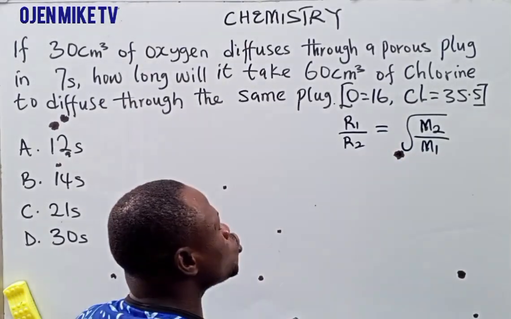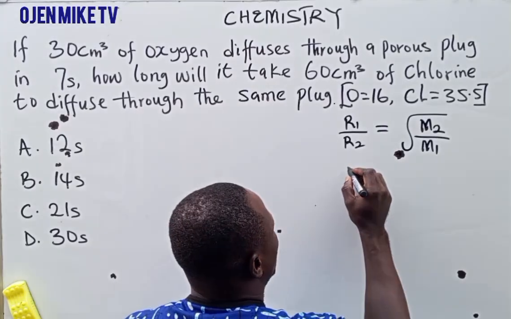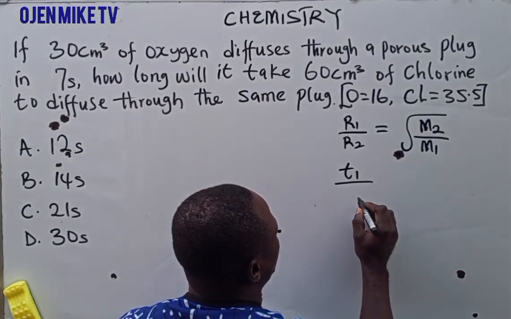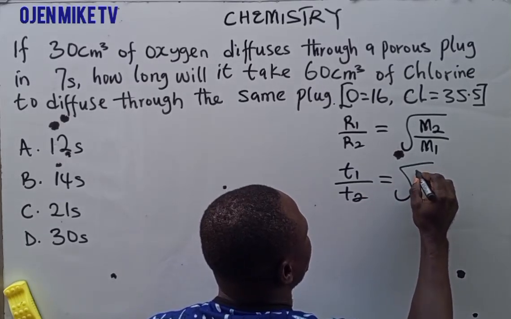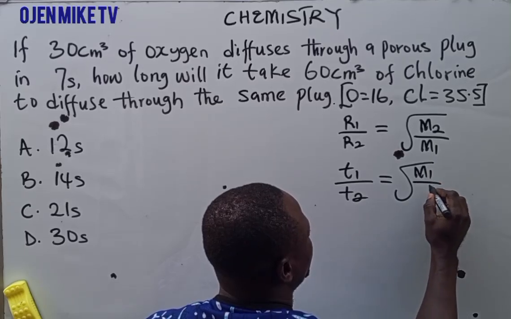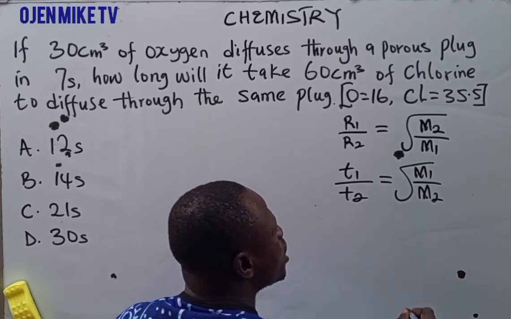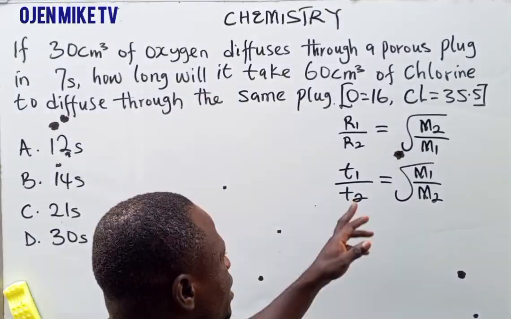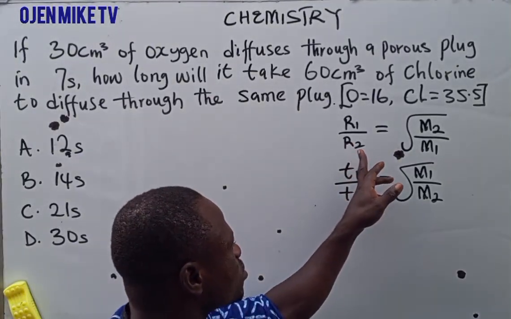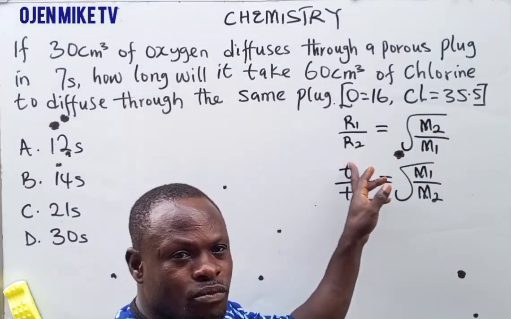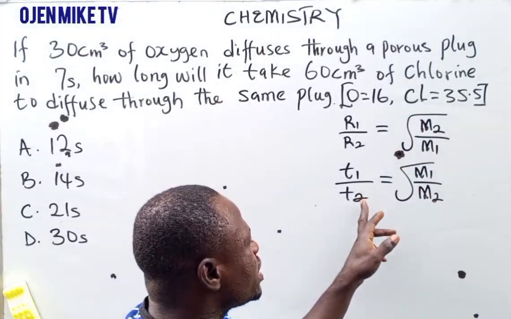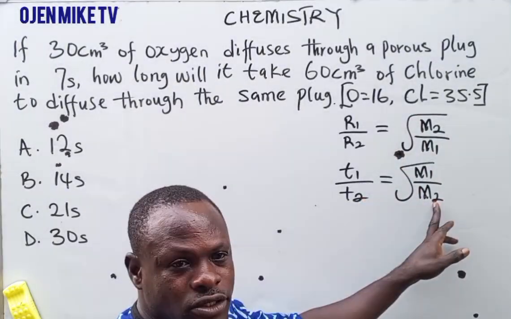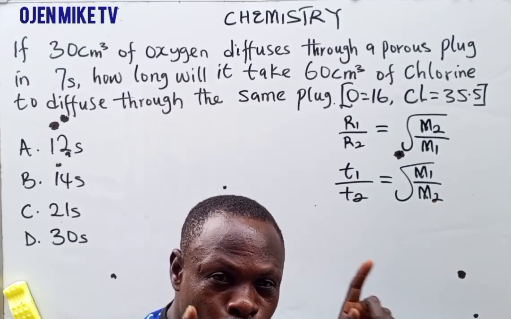Number two is when time is given. When you are asked to calculate T1 over T2, it is equal to the square root of molar mass of T1 over molar mass of T2. In this case, you can see that there is a difference here. There is an inverse of molar mass. Here we have rate 2, the molar mass is on top. But here the time is 2, and here the molar mass is of 2. So just take note of it.